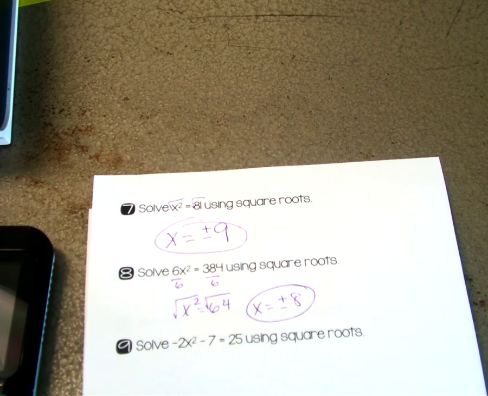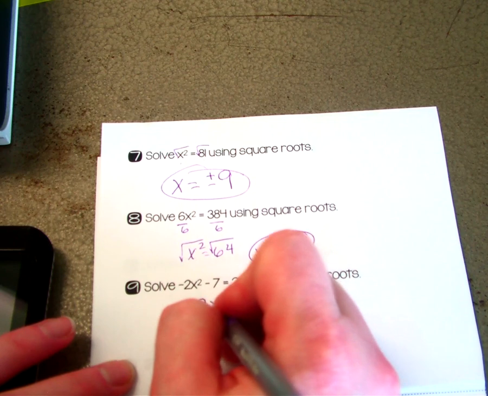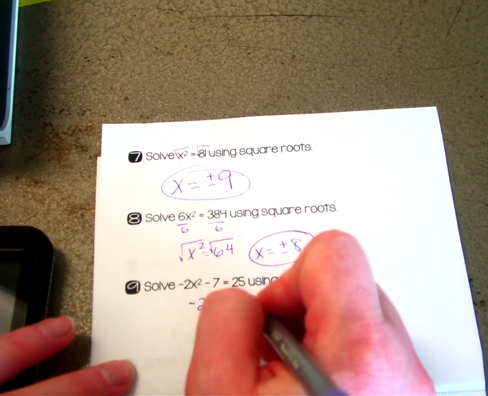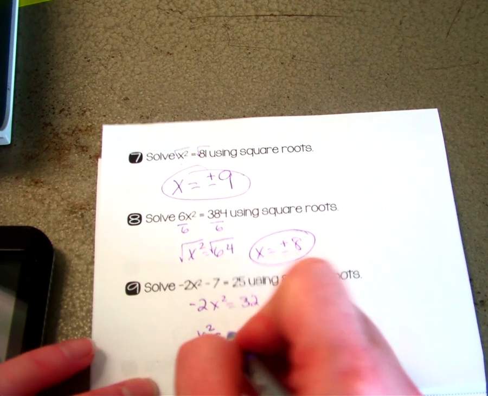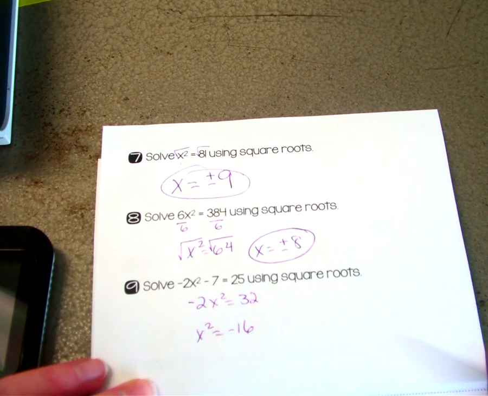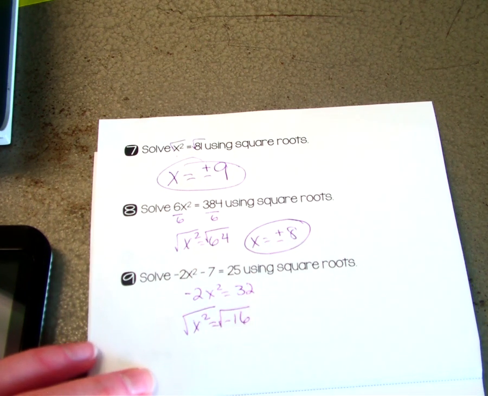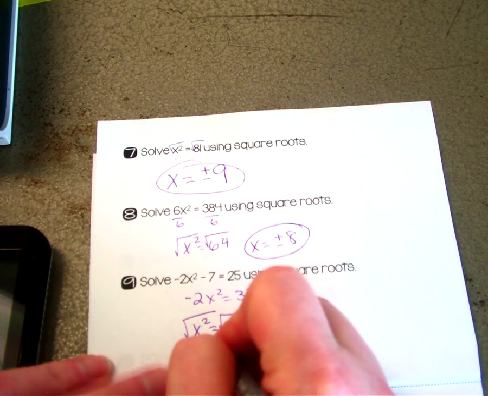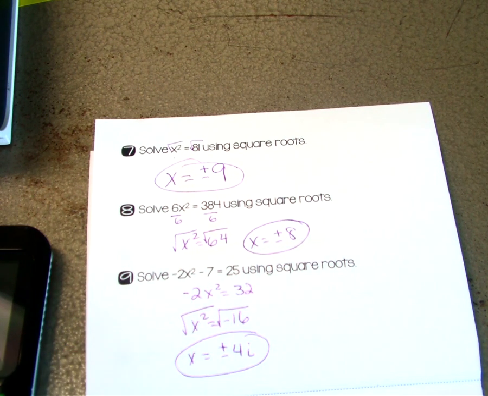So taking the square root method, it just means you take the square root of both sides. But you always have to get that x squared by itself. So like for number 9 here, I'm going to add my 7 first. And that's going to give me a 32. Divide by that negative 2, and I get a negative 16. And now, because of last unit, we can actually find answers to these questions. And this would end up being plus or minus 4i. Remember, whenever you have that negative underneath that square root sign, it's going to end up being an i.